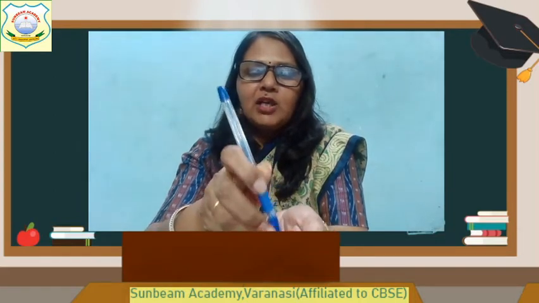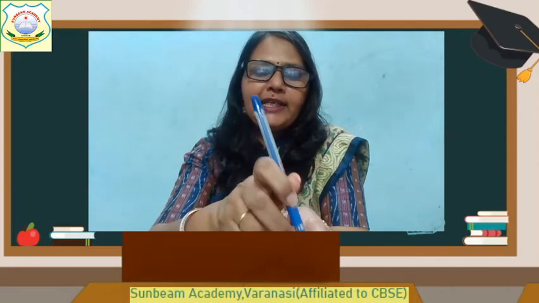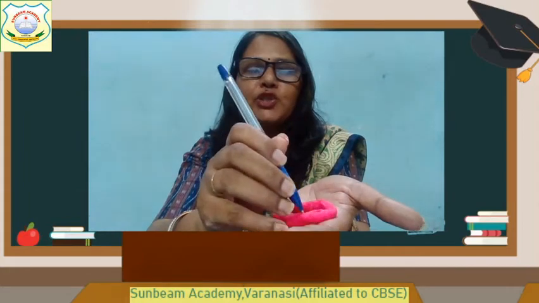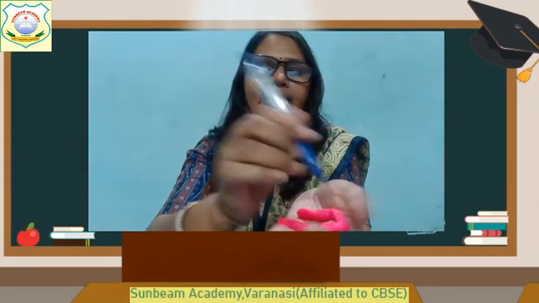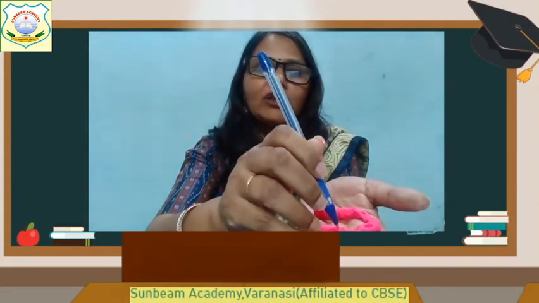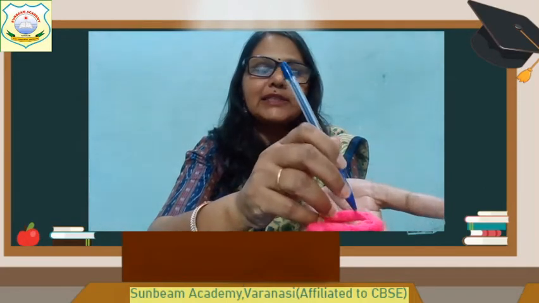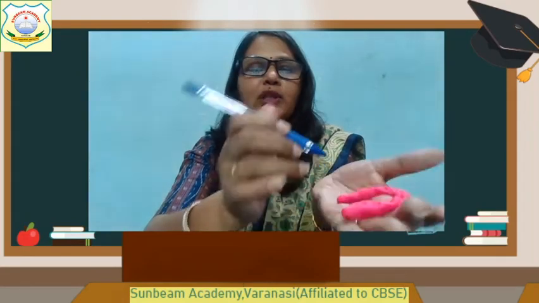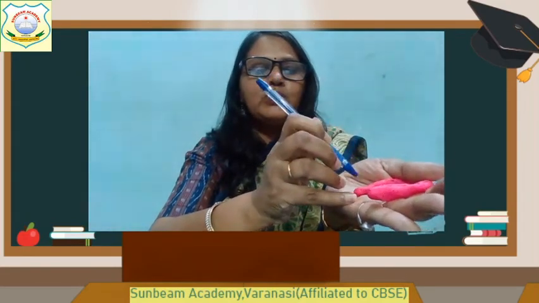1, 2, 3, 4. 4 incisors, then 2 canines, then 2 premolars. On both sides, 2 premolars. And then 1, 2, 3 molars. Thus, total 16 marks I have made here. You can see on these marks, we will put the different types of teeth.